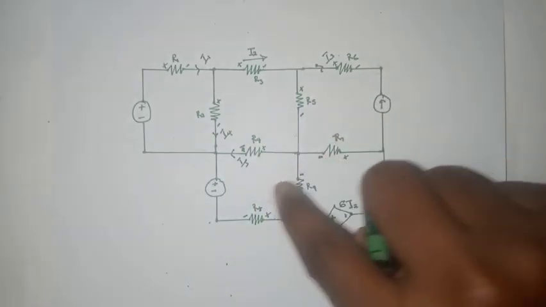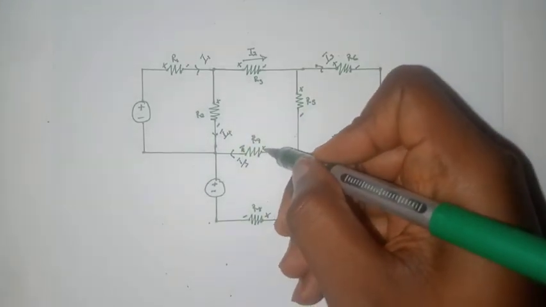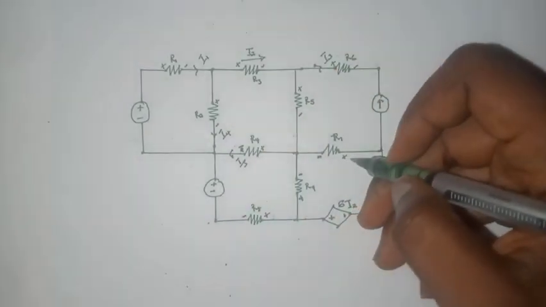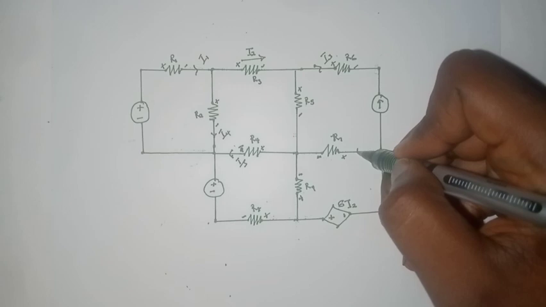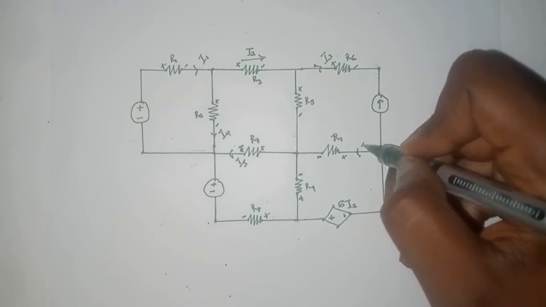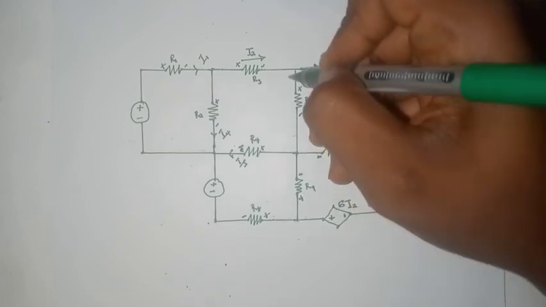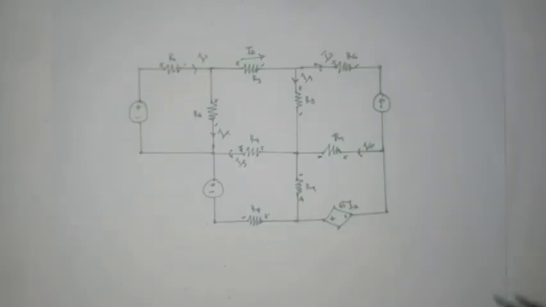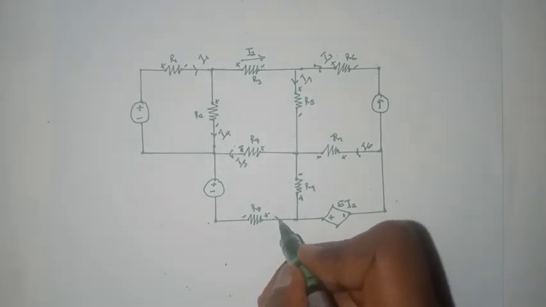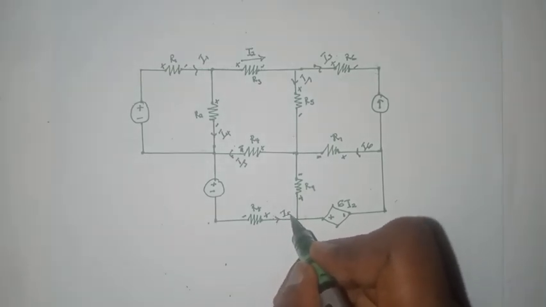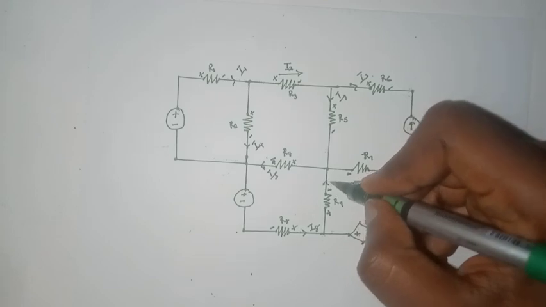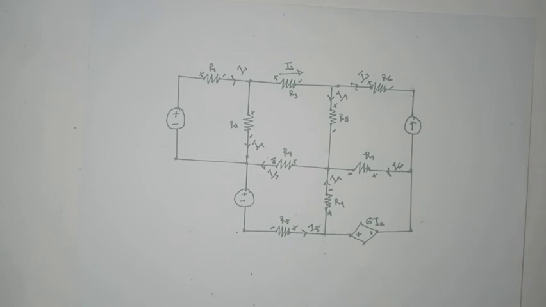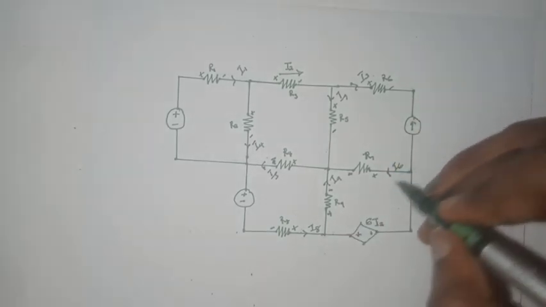Notice the direction of the current. It flows through the voltage drops from positive to negative. This one would be I6. This one would be I7. This one would be I8. This one would be I9. I believe we have assigned current to every branch. We can then proceed to the next step.